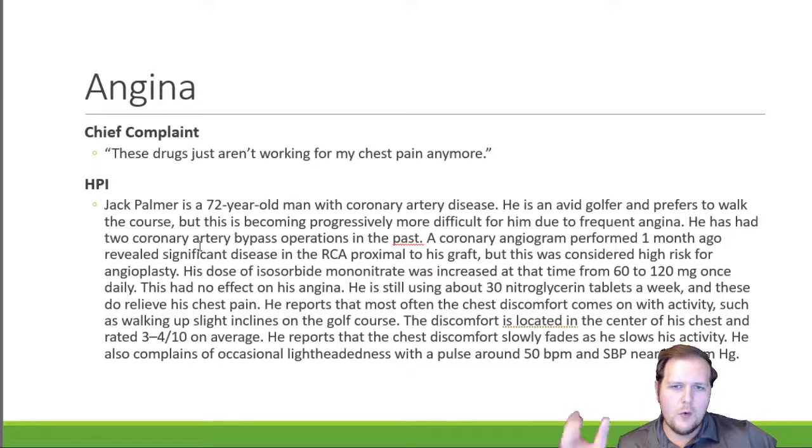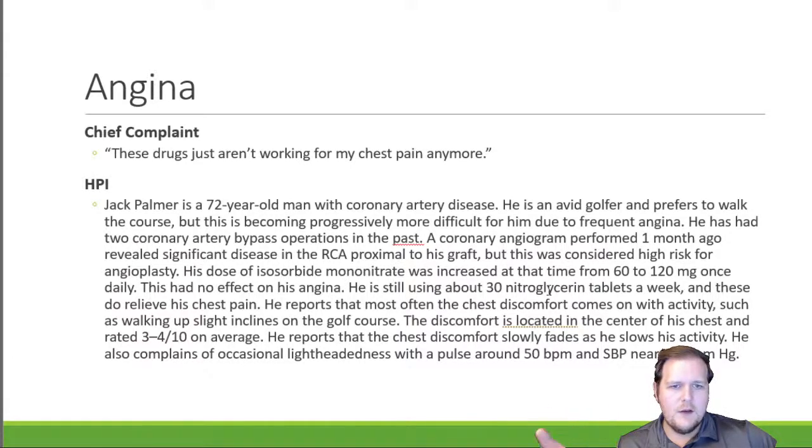He's had 2 coronary artery bypass operations in the past. They did an angiogram about a month ago, which revealed significant disease in the right coronary artery, proximal to the graft, and he was considered high risk for angioplasty. Currently his dose of isosorbide mononitrate was increased at that time from 60 to 120. So we see he's on a long-acting nitrate, so that's one thing you want to know. It still had no effect on his angina.